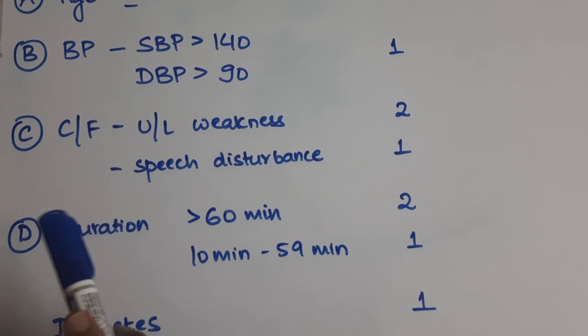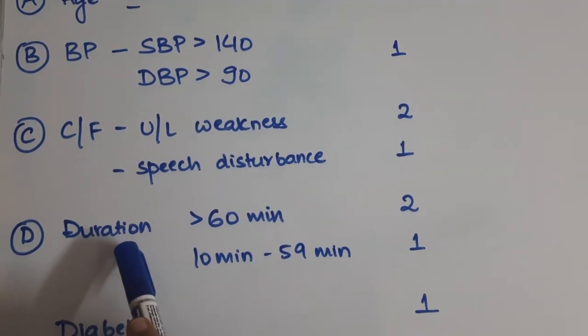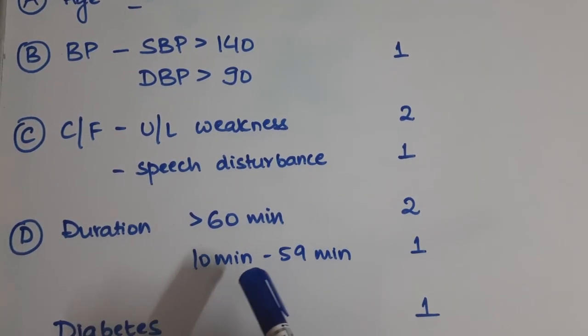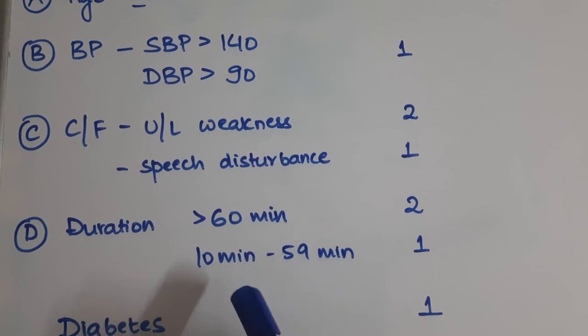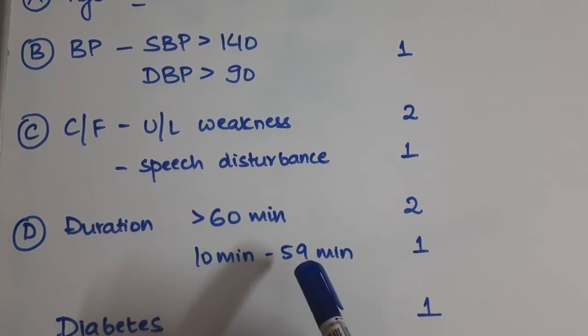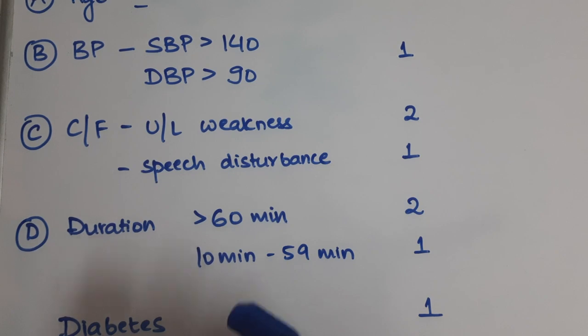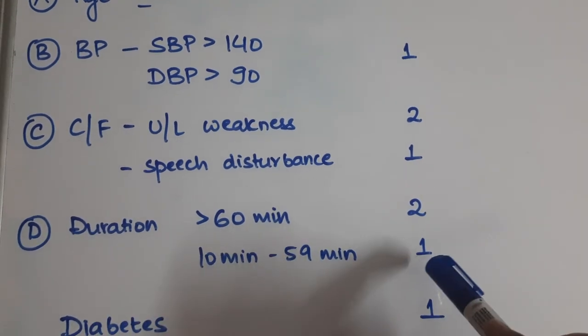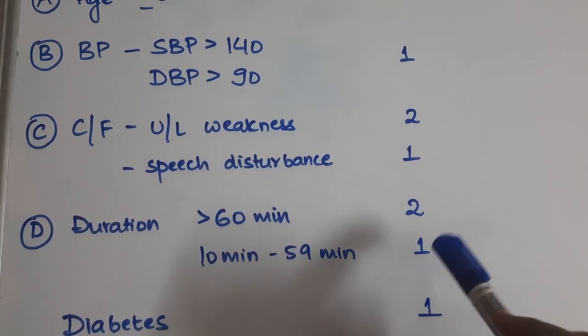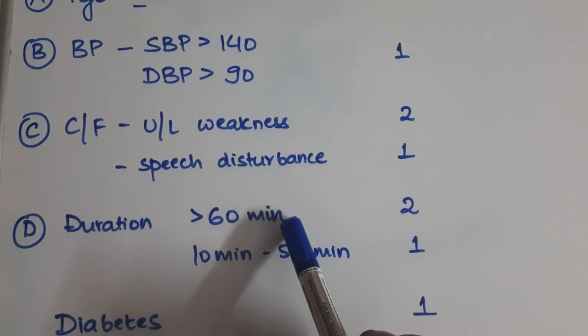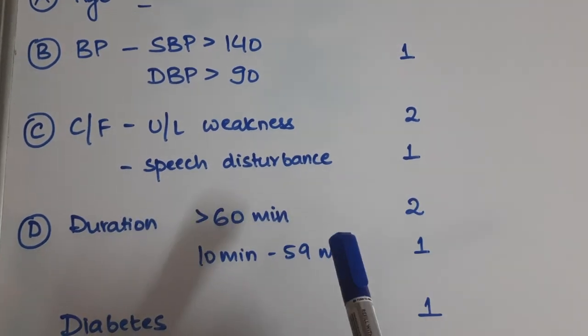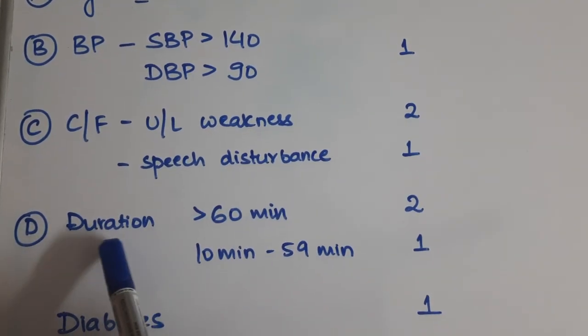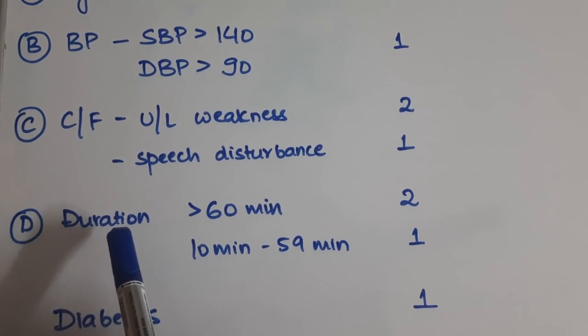D are 2 in number. The first one is duration. If the duration of the transient ischemic attack was between 10 to 59 minutes, that is less than 1 hour, then we give it a score of 1. Whereas if it was more than 60 minutes, then we give it a score of 2. So this is about the duration of the transient ischemic attack.